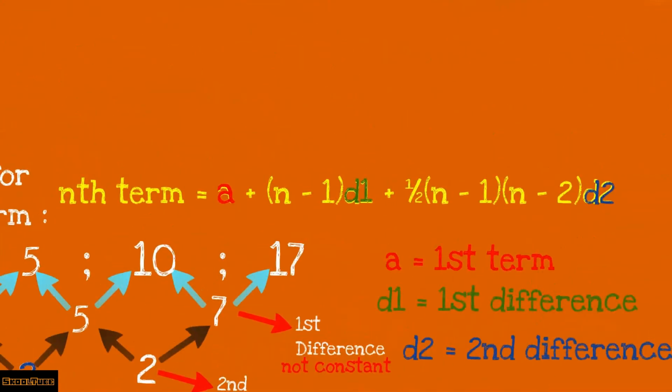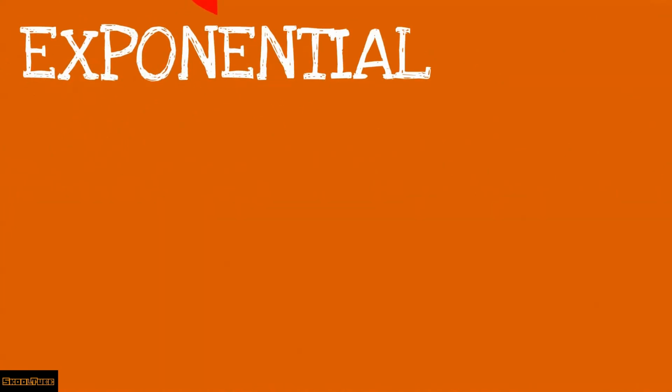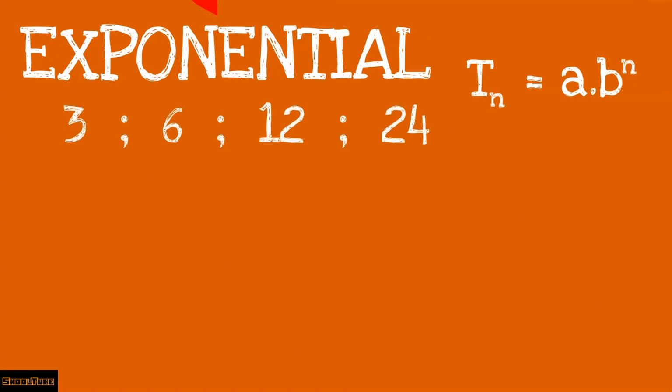Now that I've introduced you guys to this new formula, let's move on to exponential sequences. Exponential sequences are given by the general term Tn is equal to a multiplied by b to the power n. Let's look at an example. Given 3, 6, 12, and 24.